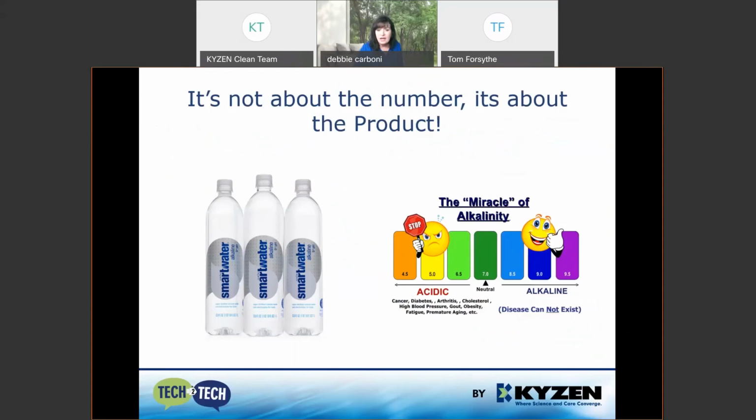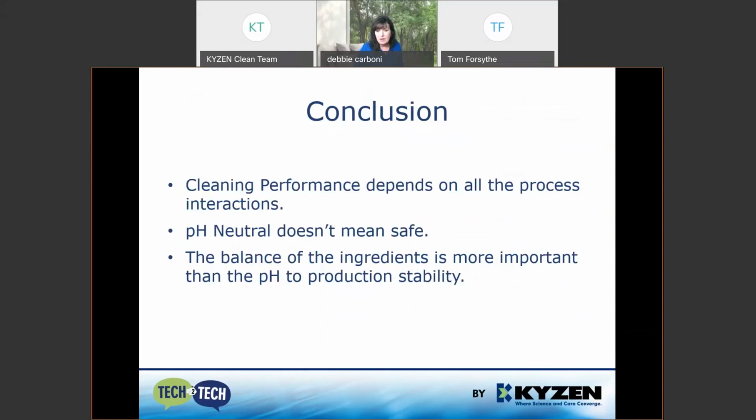Remember, it's not the pH number that determines the outcome. It's all about the cleaner design. All of the ingredients working together to get your job done well, cost effectively and safe. Cleaning performance depends on the entire process and their interactions. pH neutral does not mean no harm on surfaces or humans. It is the balance that is engineered into a product that ensures pH stability and production consistency.